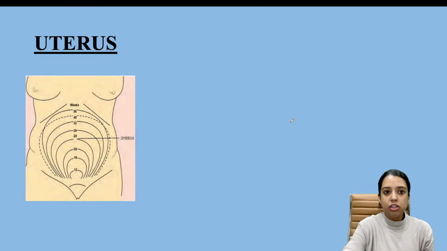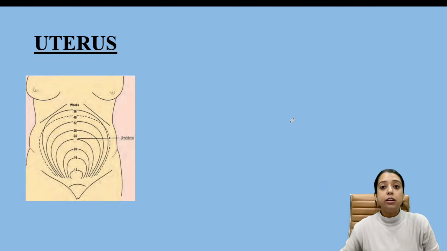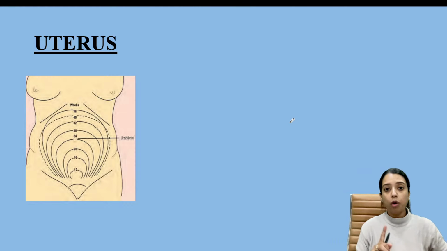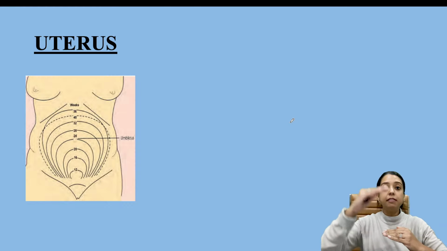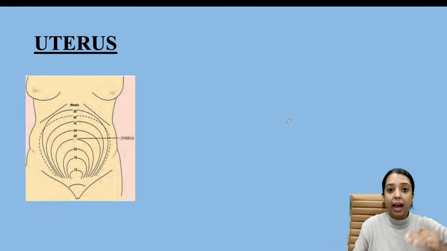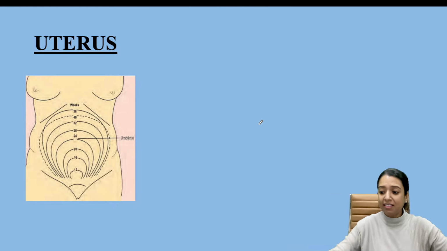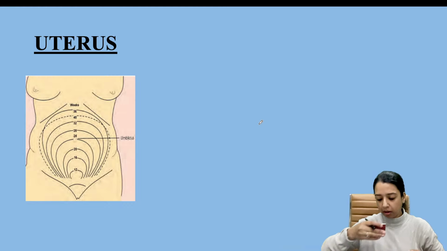So these are the skin changes in pregnancy. Related to uterine changes in pregnancy, what question can be asked? The change in the fundal height. As the pregnancy is increasing, obviously the fundal height is also increasing.